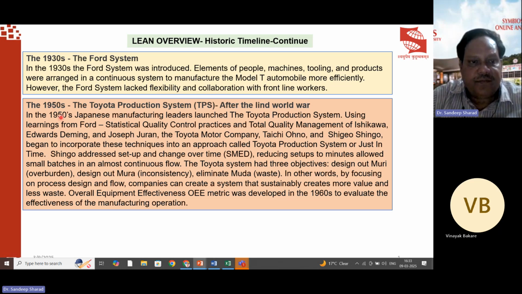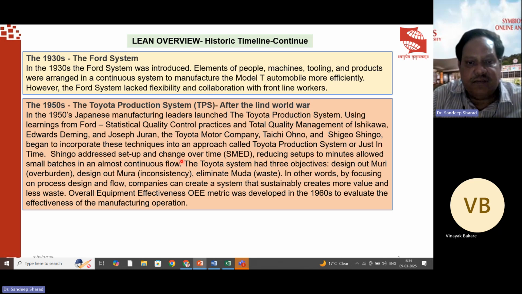And later, in 1950, the Toyota Production System. After the Second World War, the Japanese manufacturer leaders developed the Toyota Production System using the statistical quality control practices and total quality management of Ishikawa, Edwards Deming, and Joseph M. Juran. Toyota Motor Company, Taiichi Ohno, and Shingo begin to incorporate these techniques into an approach called the Toyota Production System, or just in time.